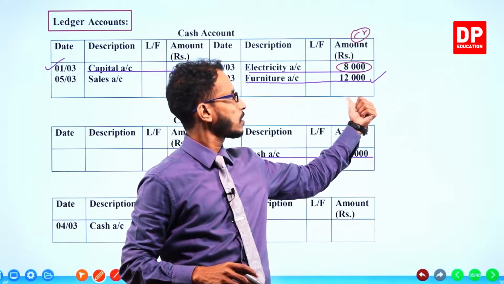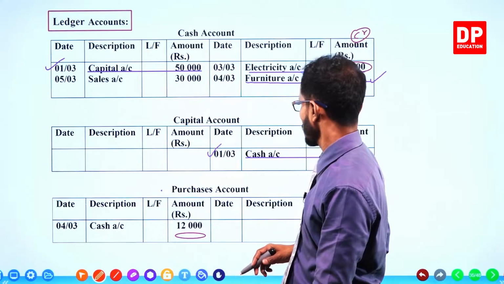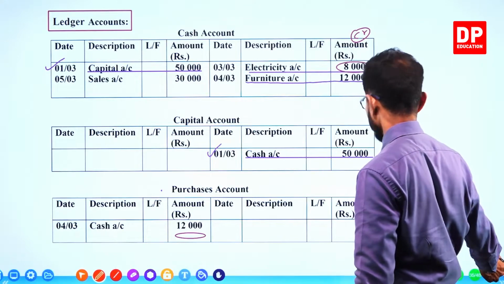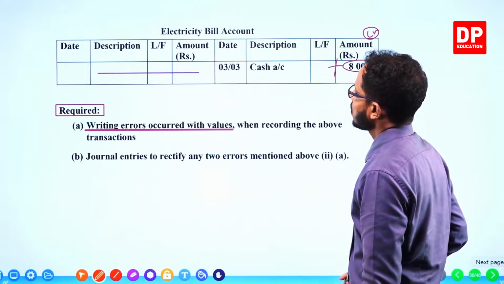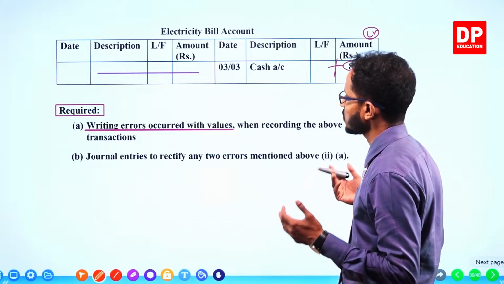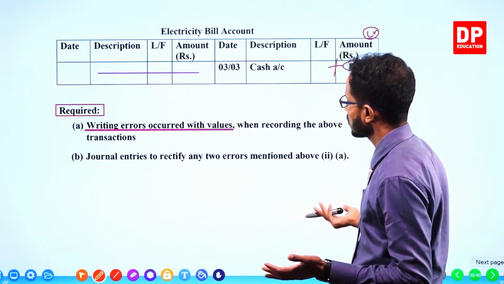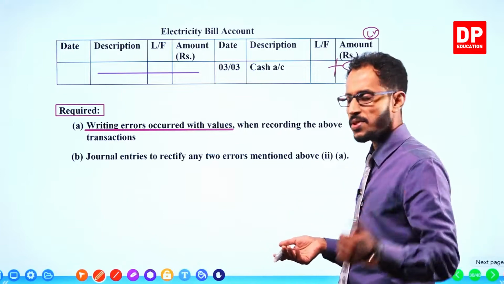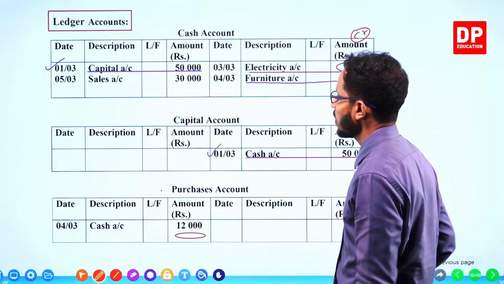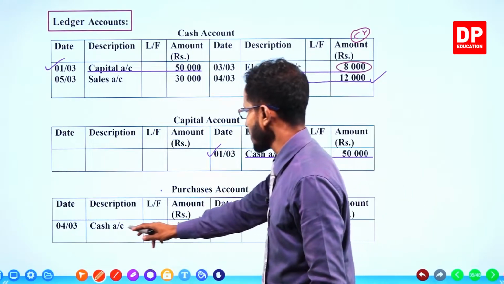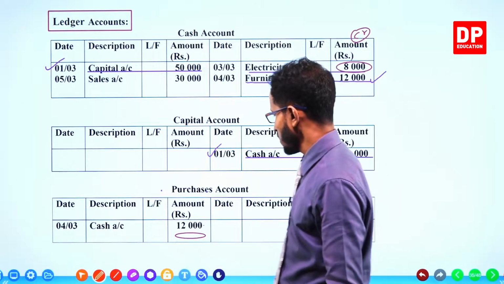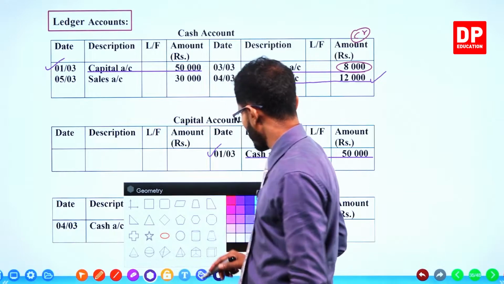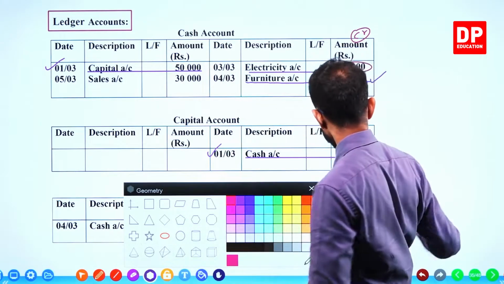Okay, why the furniture account? Where is the furniture account? There is no furniture account. Furniture account should be debited. It is debited to the purchases account. See, man. It is debited to the purchases account. That is wrong.